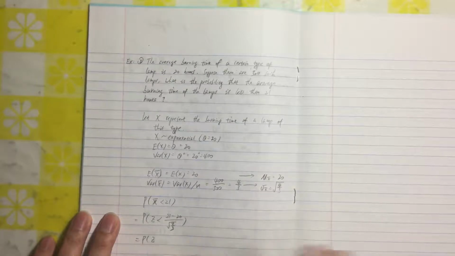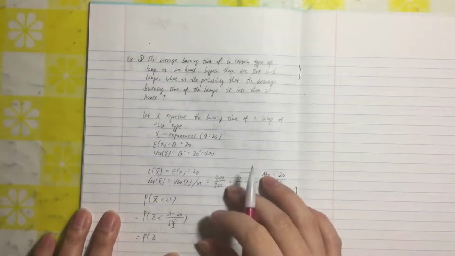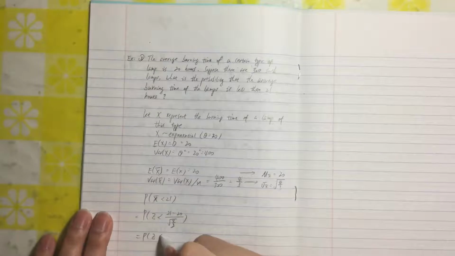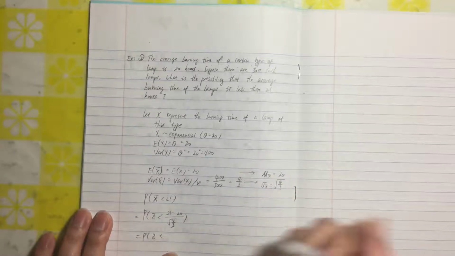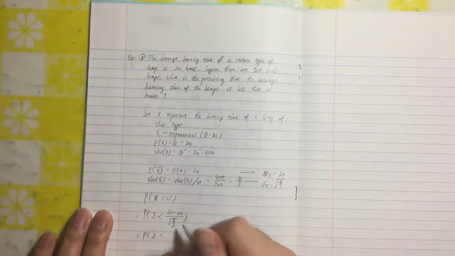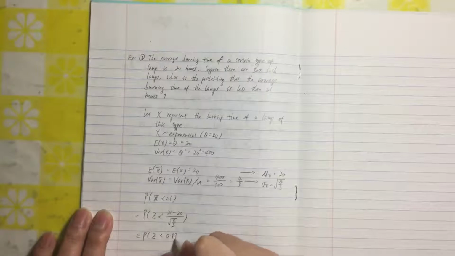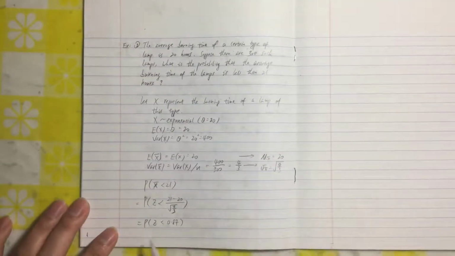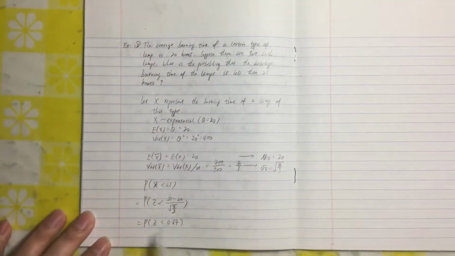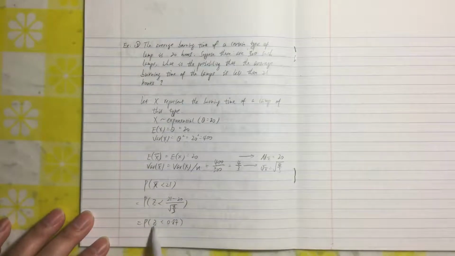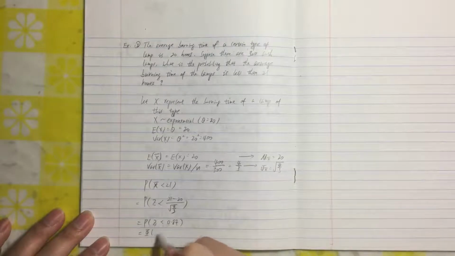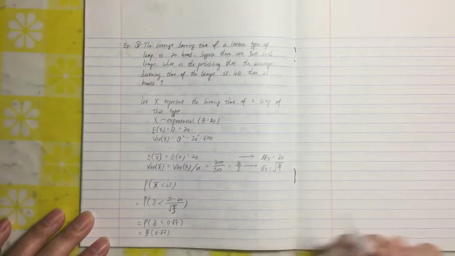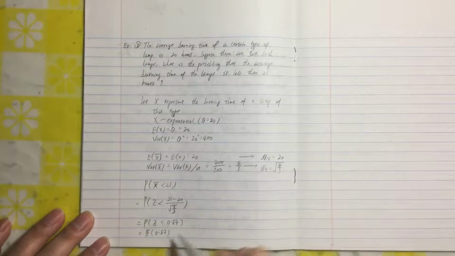Then use a calculator and round the answer to 2 decimal places. Here I get 0.87. The probability that Z is less than 0.87 is phi of 0.87.